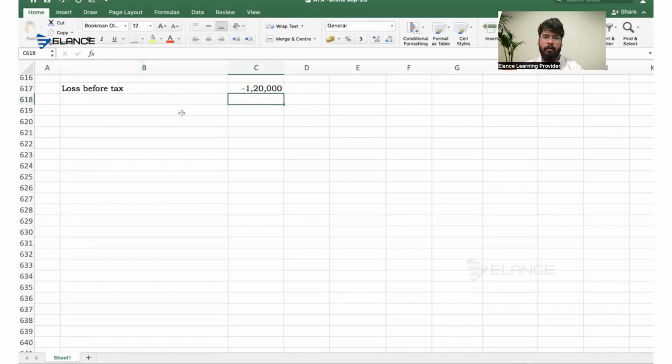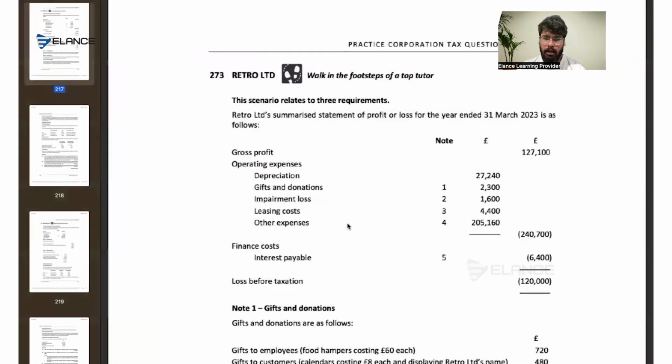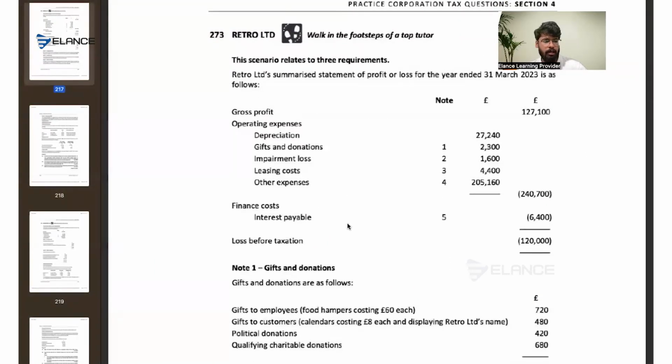Okay, here loss before tax is 120,000. So let us start our question. Here we are provided with an extract of the profit or loss account, and here the depreciation is 27,240. This 27,240 is deducted while finding out this loss before taxation.